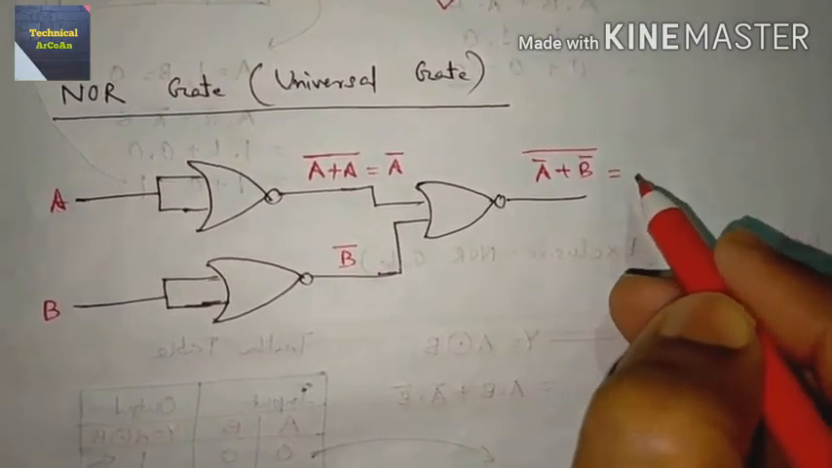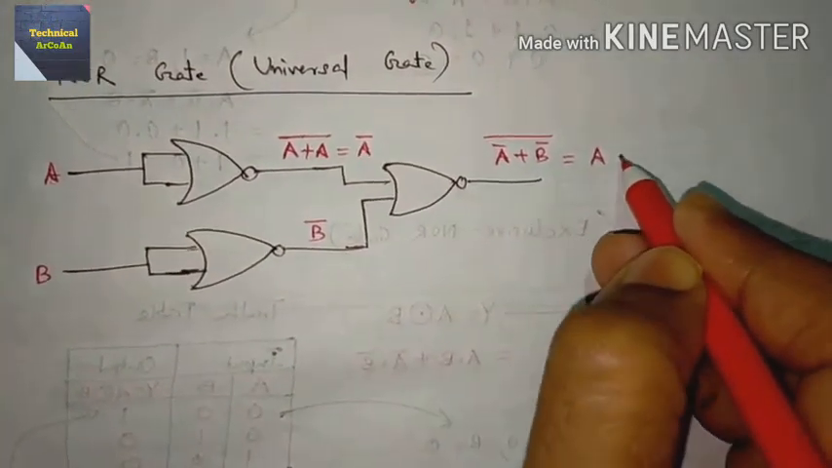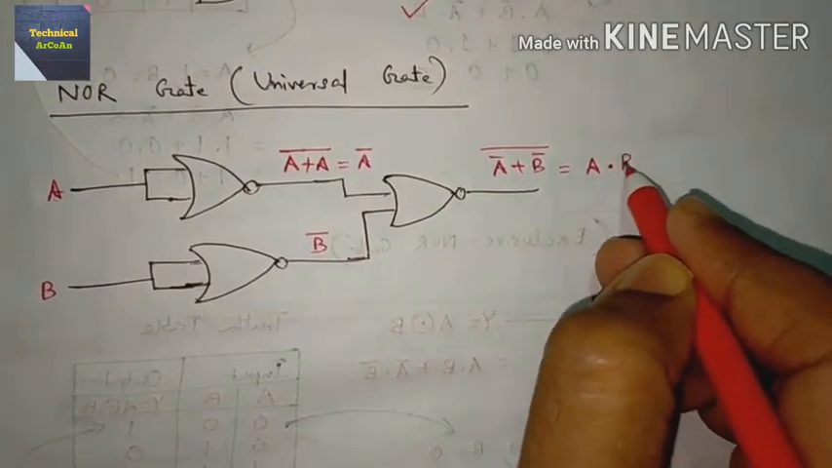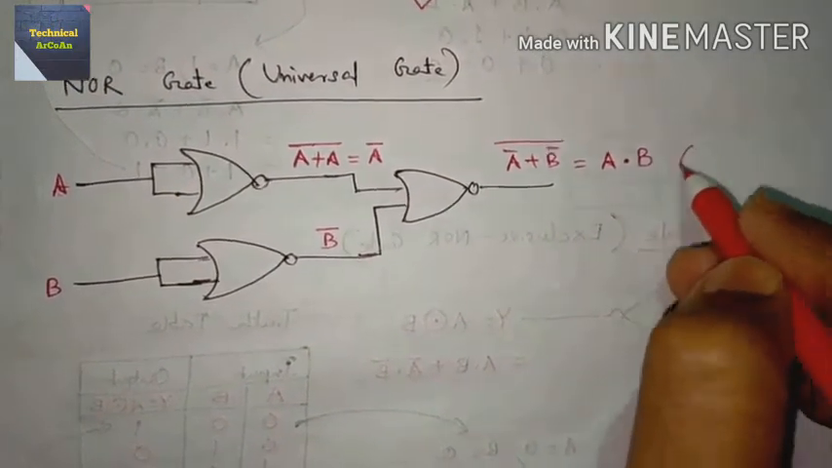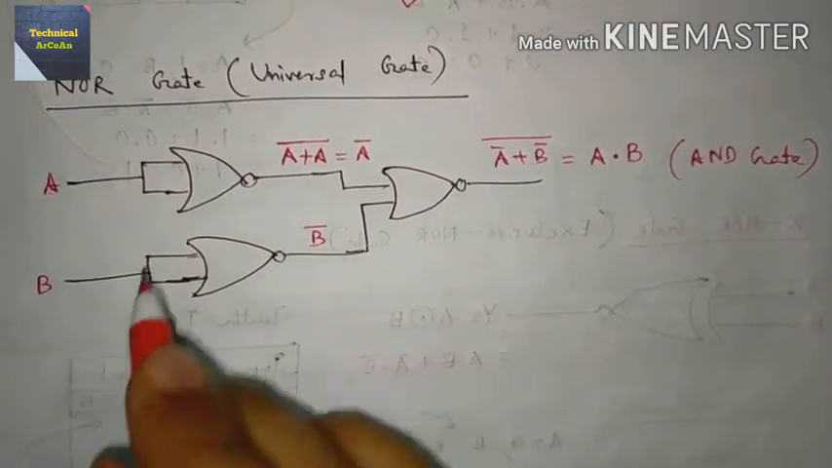Again we are using De Morgan's law. So A double complement means we get A, plus goes to dot, and B double complement means B. So what is A dot B? A dot B means AND gate. So this will form an AND gate. Okay. Now we go for the OR gate.